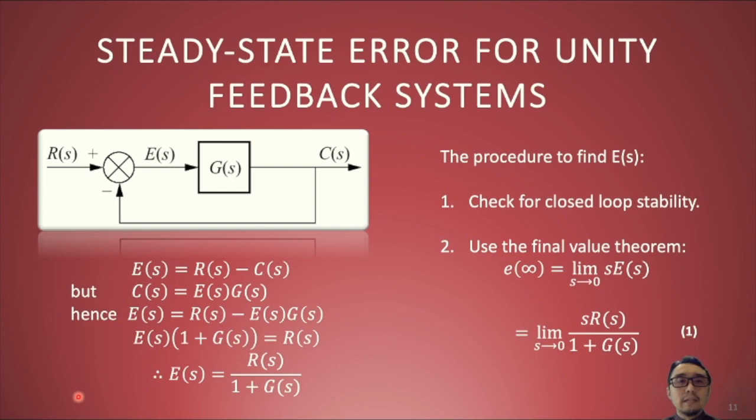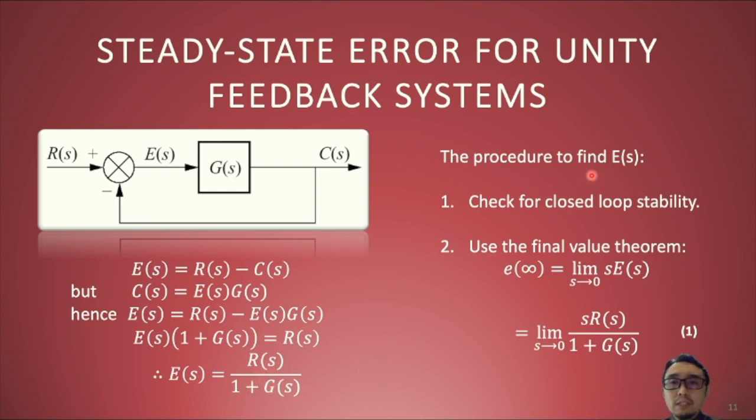Okay, let's look at the steady state error for unity feedback systems in more detail. So this is the block diagram as shown before. Let's analyze the equations. E is equal to R minus C as shown here. But we also know that C is E times G(s). So if you substitute G(s) back into the original equation, then you can solve for the expression for the error. Okay, so E(s) is equal to R(s) over 1 plus G(s).